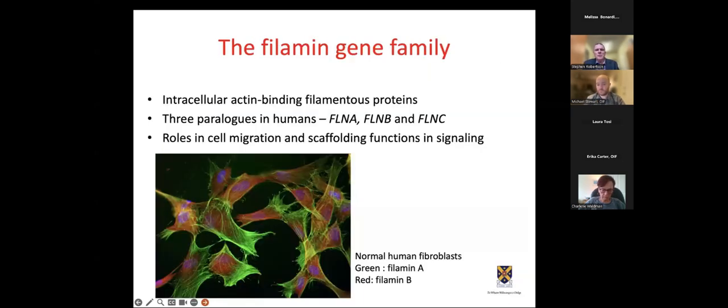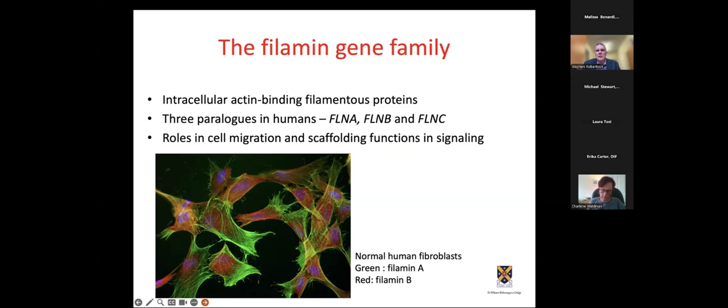So, introducing the filamin gene family first of all. There's 3 paralogs of filamins, A, B, and C, in the human genome. And fundamentally, they're filamentous, hence their name, intracellular actin-binding proteins. One of these, filamin A, has its gene located on the X chromosome, and the other 2 are autosomal. The filamins were discovered by American groups several decades ago and implicated initially in cell migration and cancer-associated biology. And so much of the literature around their cell biology is still centered upon these functions.